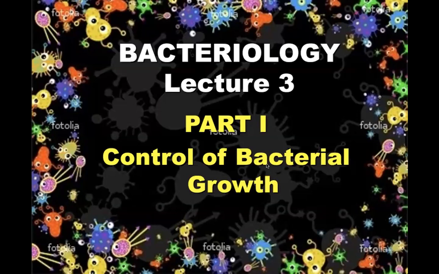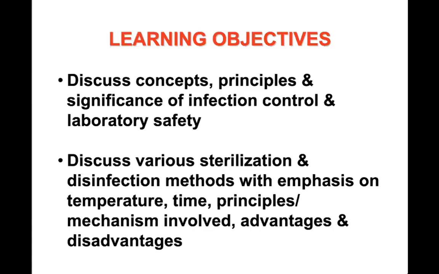So this is a three-part discussion, covering three topics, again in a sort of review of whatever you have learned last semester. For the learning objectives, the first part is control of bacterial growth. We are going to cover concepts, principles of infection control and laboratory safety since we'll be working in the laboratory. Also we'll be covering different types of sterilization methods and disinfection methods.